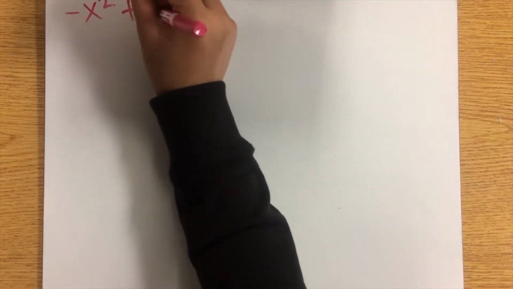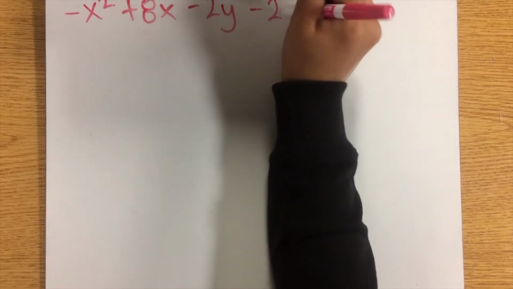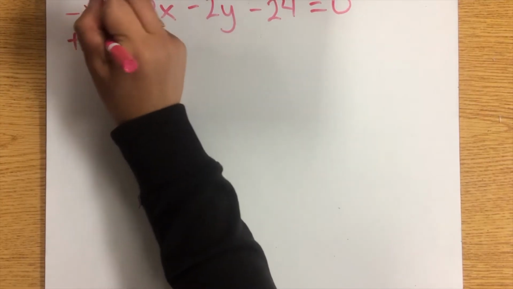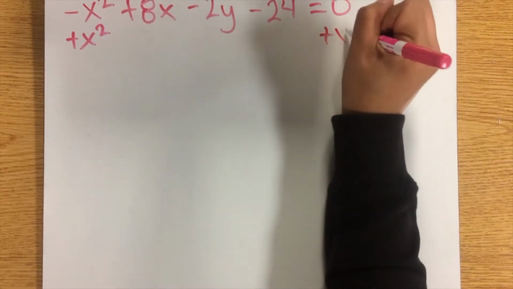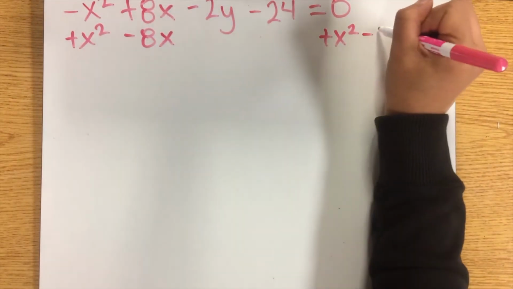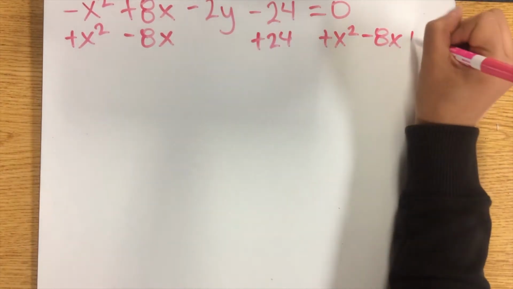Given the equation negative x squared plus 8x minus 2y minus 24 equals 0, we want to get this equation into standard form, so we need to get y by itself. First, we will add x squared to both sides, then we will subtract negative 8x to both sides, and we will also add 24 to both sides to get y by itself.